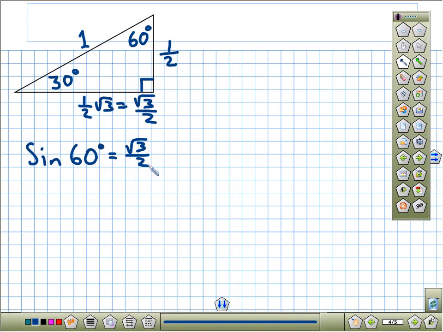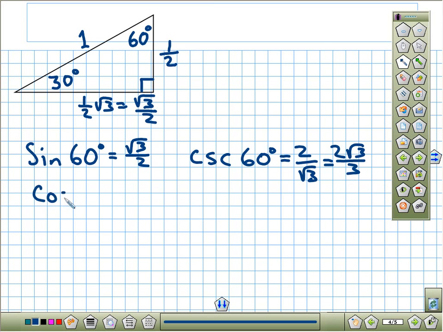Now, while we're there, why don't we just go ahead and get this cosecant of 60? What is the cosecant of 60? 2 over the square root of 3. Or we could write 2 square roots of 3 over 3 if we want to rationalize the denominator. Either way. So see, once you get the trig function, then just reciprocate and you'll have its reciprocal.